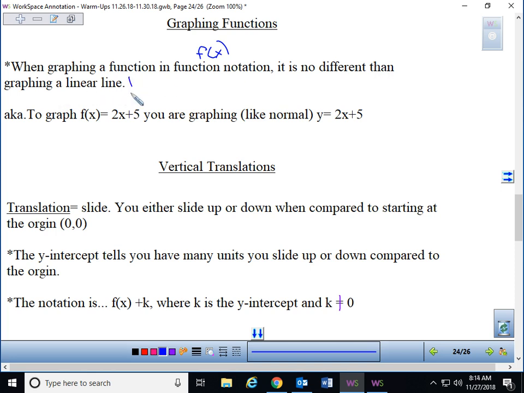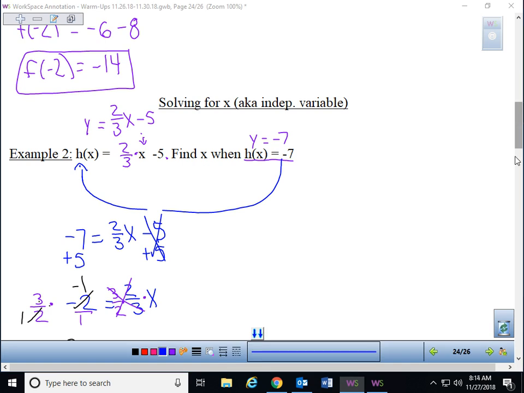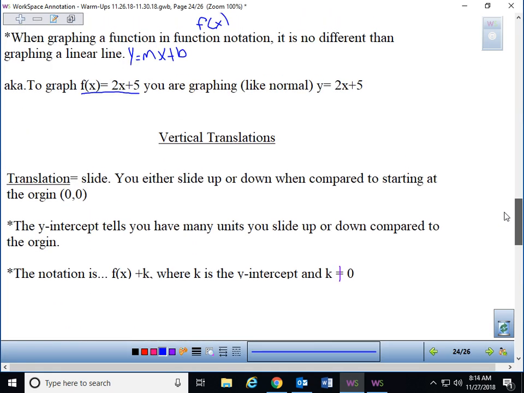So that's like graphing y equals mx plus b. It's the same thing. So what that means is if I have the function, say, just for example, f of x equals 2x plus 5, to graph this, I'm graphing it like I normally would, which means I'm graphing y equals 2x plus 5. So I'd start at the y-intercept, use my slope to draw 2 other points, and connect it with a ruler. You guys do not need to pull out the rulers today. It really will be fine.